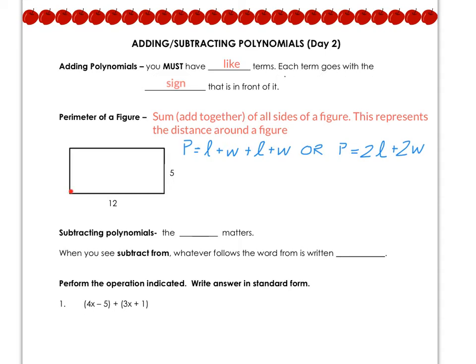So that takes us all the way around. Length plus width plus length plus width takes us all the way around the figure. Or we can combine like terms because there's two L's, one here and one here, and two W's, one here and one here. So you can write it as either one.